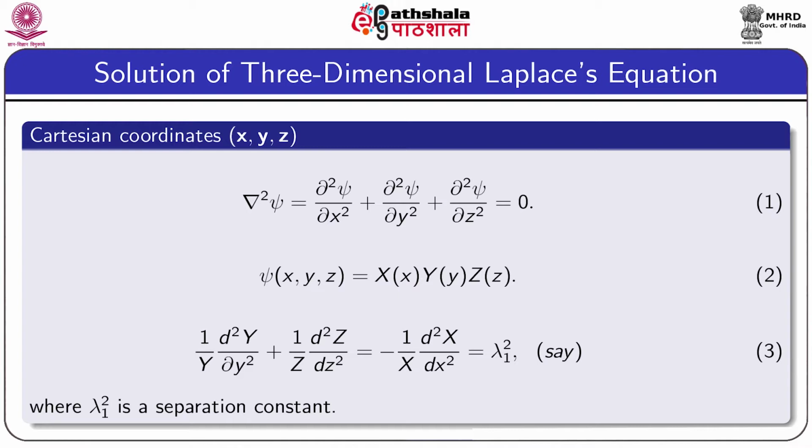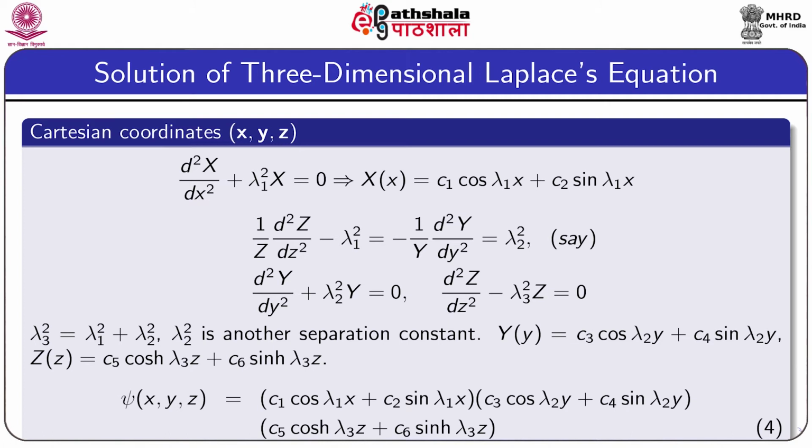Now, if we go back to equation number 3, then lambda 1 squared is also equal to 1 by Y d2Y dy squared plus 1 by Z d2Z dz squared. Now, our target is to separate the variables, or the functions capital Y and capital Z. For that purpose, we take the expression 1 by capital Z d2Z dz squared minus lambda 1 squared on the left hand side, and its value is equal to minus 1 by Y d2Y dy squared.